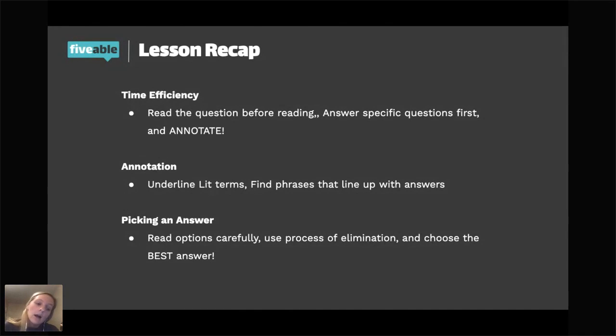Picking an answer: read your options super carefully, use process of elimination like we had gone through before, and choose the best answer, because College Board's going to give you 5 plausible answers and only 1 can be right.